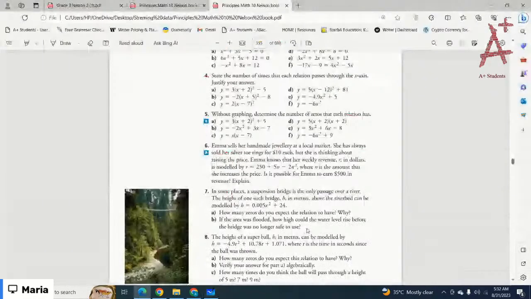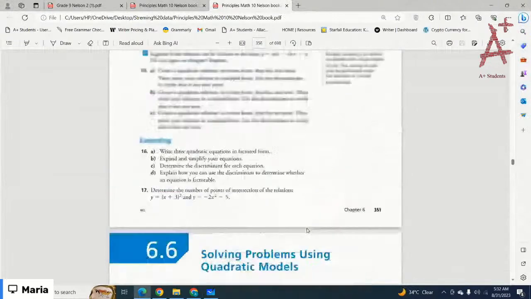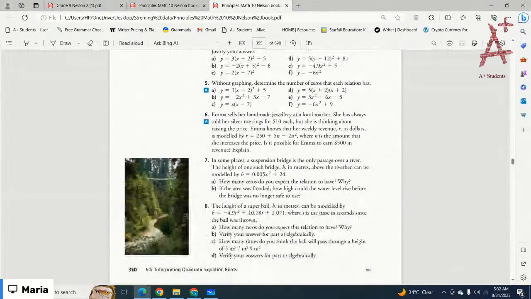Okay, let's start with the next one. Question number 7. In some places, a suspension bridge is the only passage over a river. The height of one such bridge, h in meters above the riverbed, can be modeled by h equals 0.05x square plus 24. How many zeros do you expect the relation to have? Why? If the area was flooded, how high could the water level rise before the bridge was no longer safe to use? Okay, the equation is h equals 0.05x square plus 24.